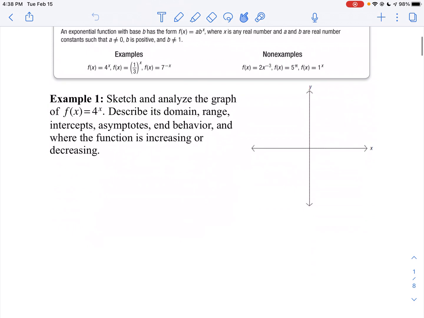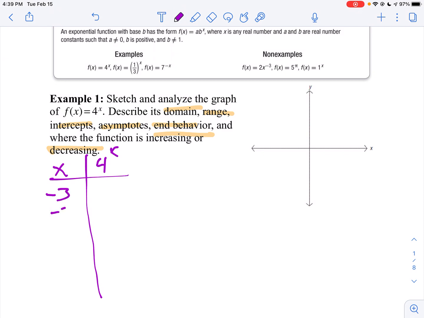So I want to sketch and analyze the graph of f of x equals 4 to the x. I'm going to describe its domain, its range, its intercepts, its asymptotes, the end behavior, and where the function is increasing or decreasing. Since this is the first time we've done this, let's make a table. You can always make a table for a function to get an idea the first time you do it. So I have x, and I'll do 4 to the x power. Let's do some negatives, and let's do some positives.